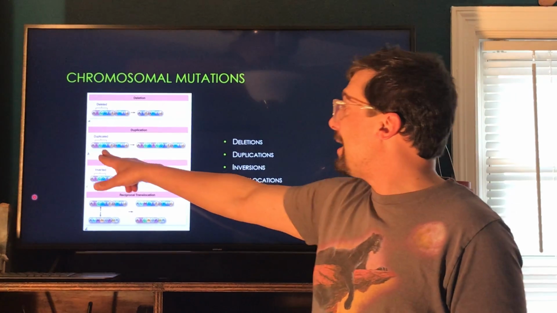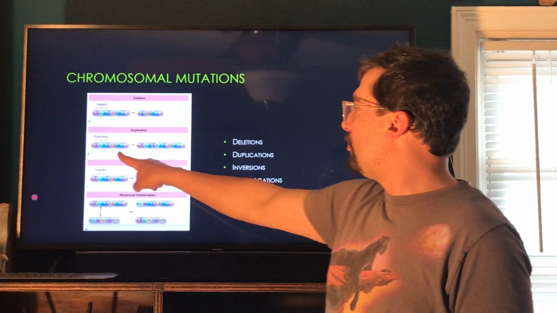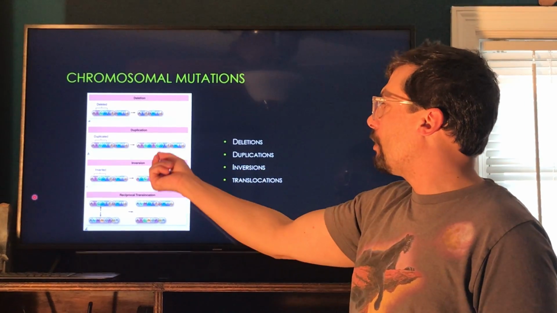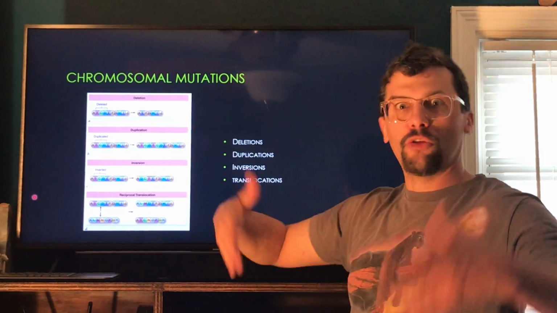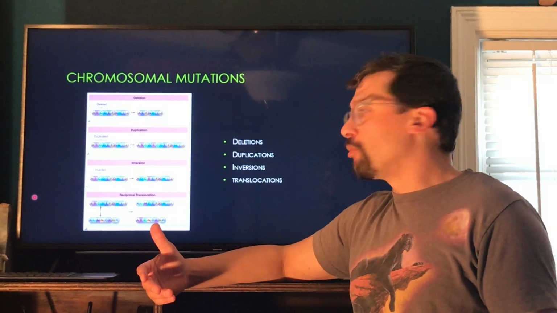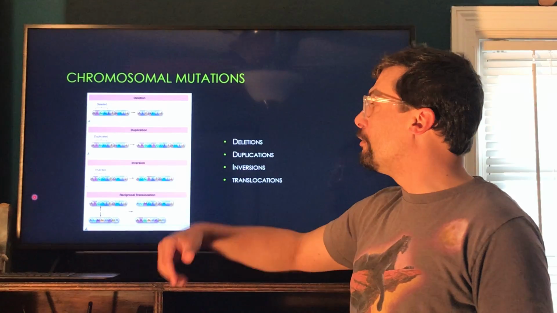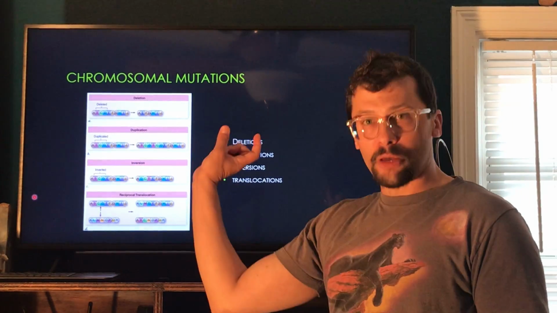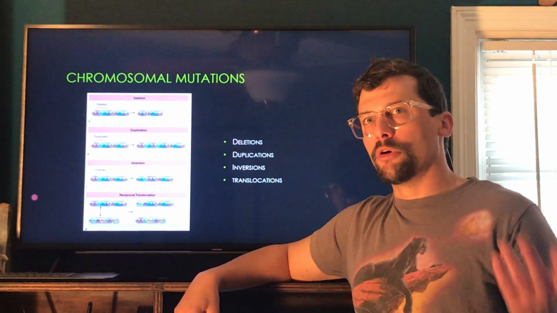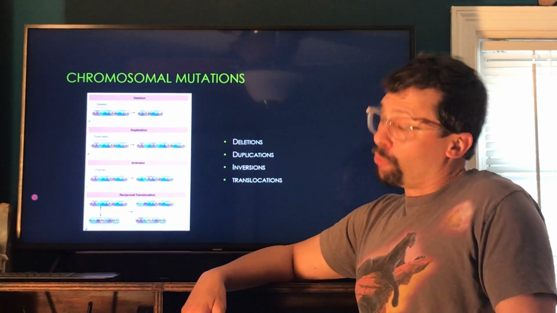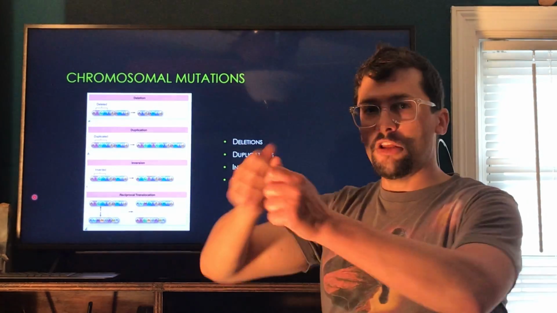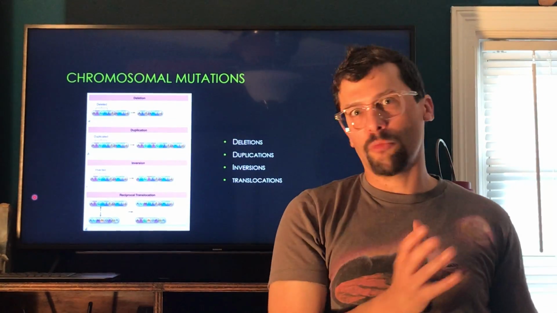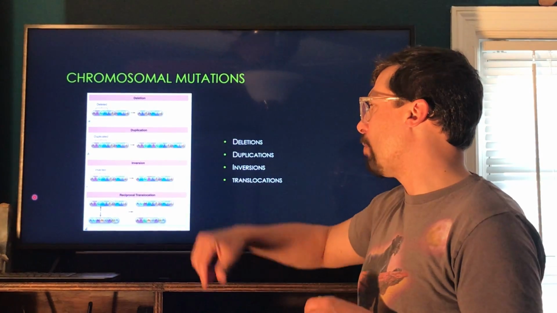Duplication. Here we're adding extra information in. So they took the B, C, D, and they doubled it. So now I've got double the information for these particular genes. That's probably going to cause some problems as well. Inversion. B, C, and D got flipped. So now they're going to be read out of order. Could that be problematic? It could be, especially if all of these genes, one basically is tied to the next, and they're all interconnected in some way, shape, or form. So that can be problematic.